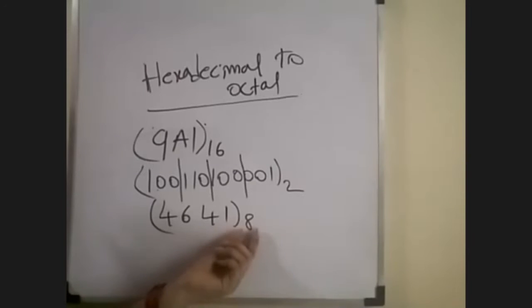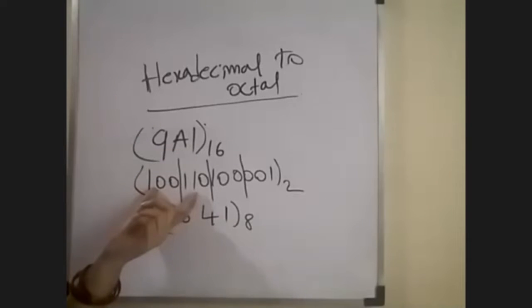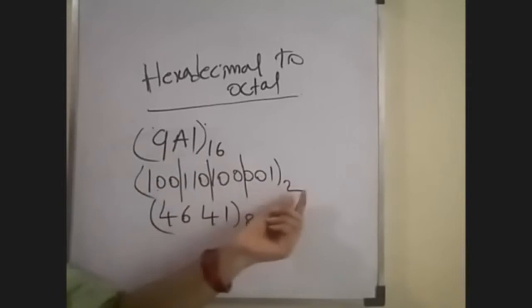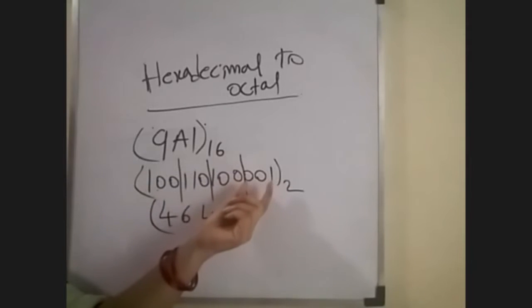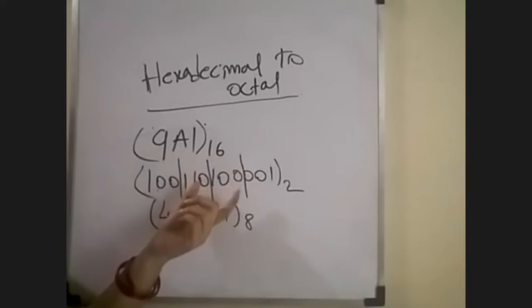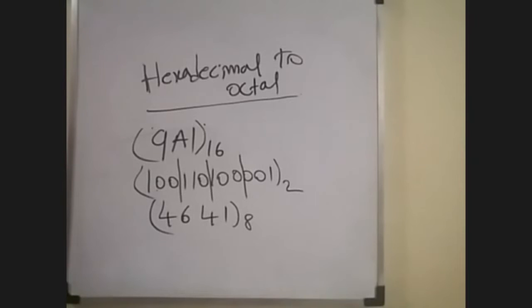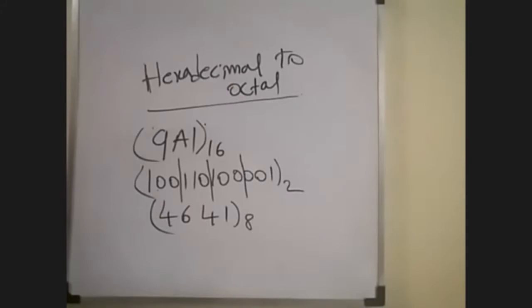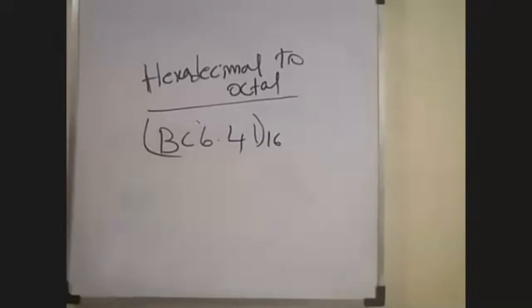Must and should, we represent the base. Here it is hexadecimal. Later it is converted into binary. For binary the radix is 2. From this binary number you make 3 bits as one group and write the equivalent octal digit. So 4641 is the octal number. Is it clear? Next problem: this is the hexadecimal number, we will be converting into octal.